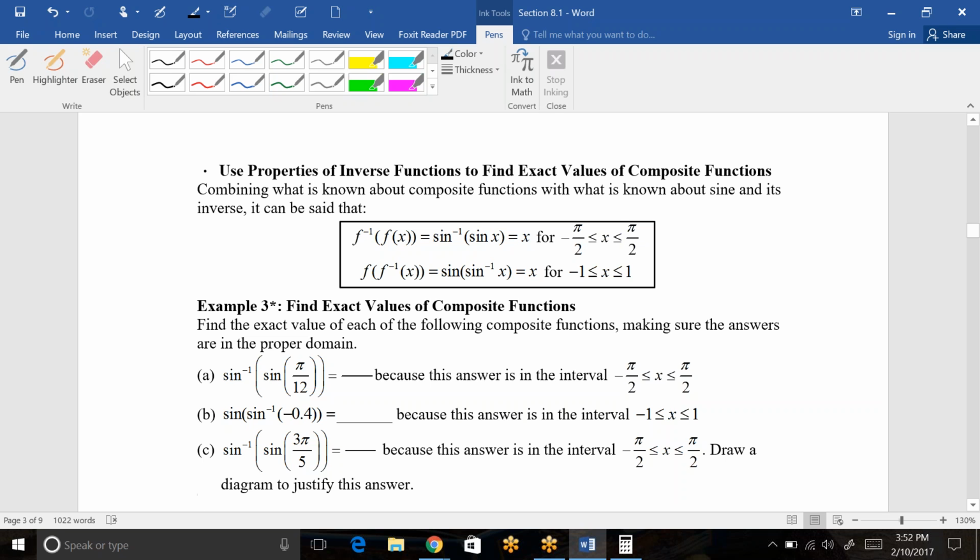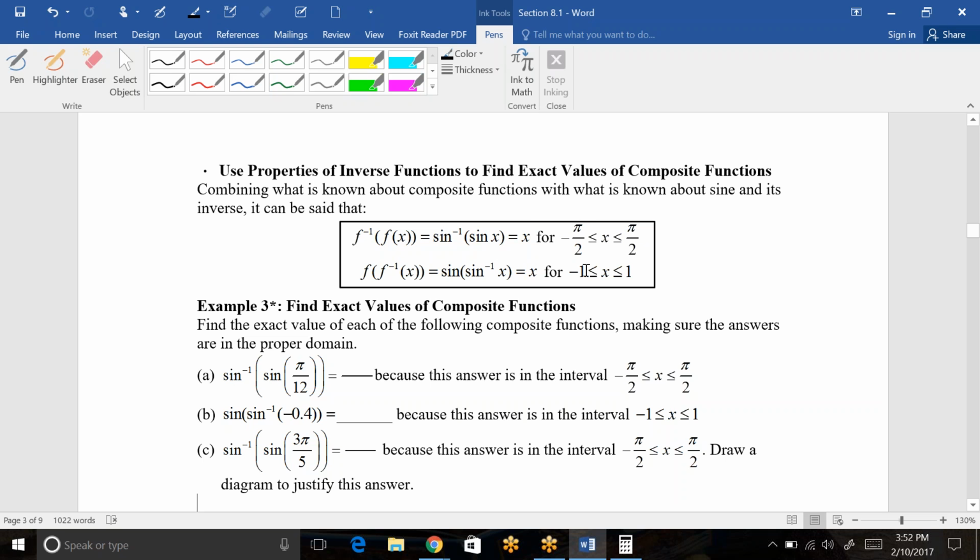You have to be careful when this is the scenario because when you have sine x inside, it could have any angle going on, okay? But when we take the inverse, we have to make sure we're within the restricted domain. Same thing here, sine and sine inverse, see how they have the inverse inside now?